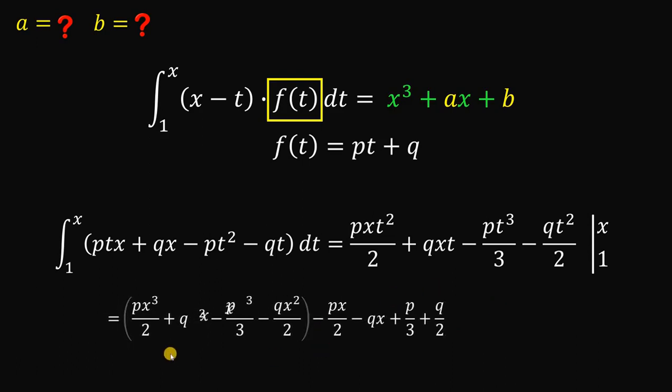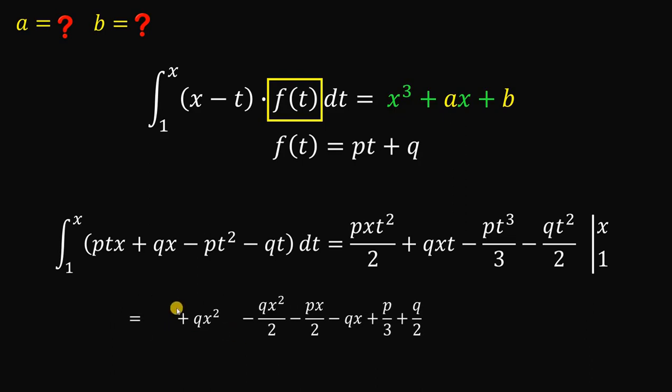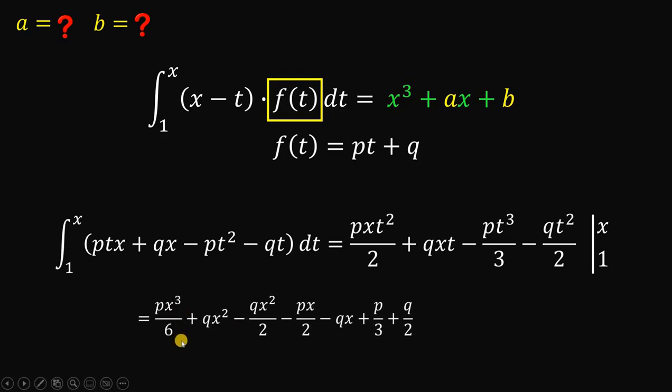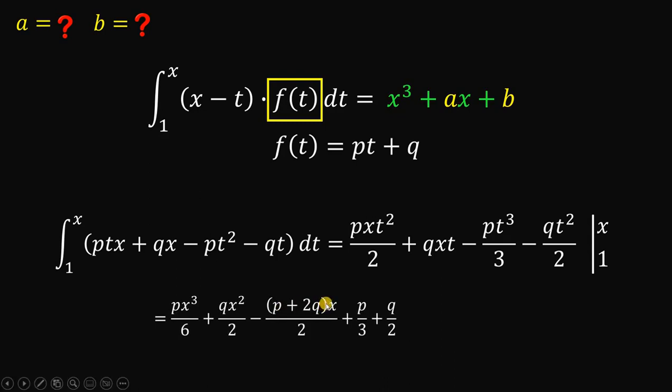And now, let's combine similar terms. We have px cubed over 2 and negative px cubed over 3. If we combine this, we get px cubed over 6. Next, let's combine qx squared and negative qx squared over 2. If we combine this, we get positive qx squared over 2. Now, let's combine all terms having a variable x. I have negative px over 2 and then negative q times x. If we do that, we get negative (p plus 2q) times x all over 2.